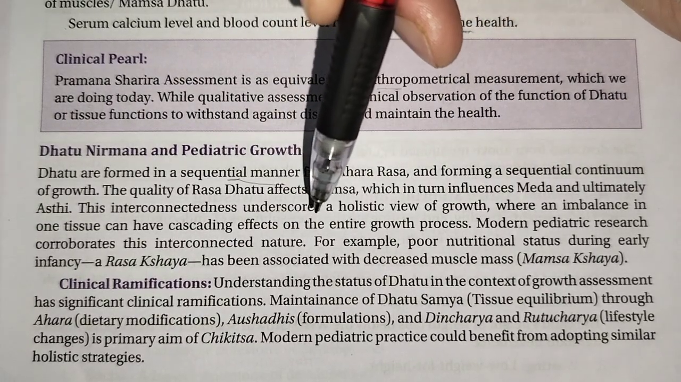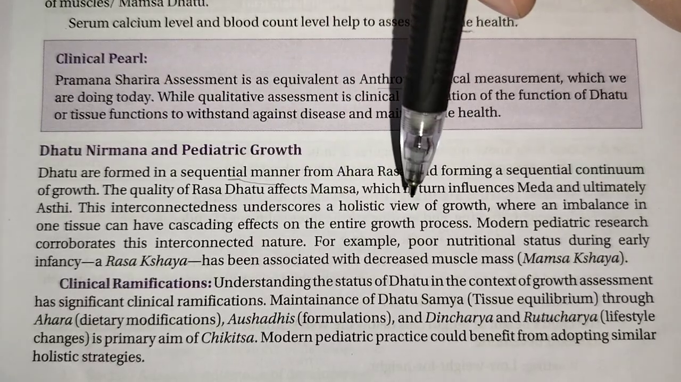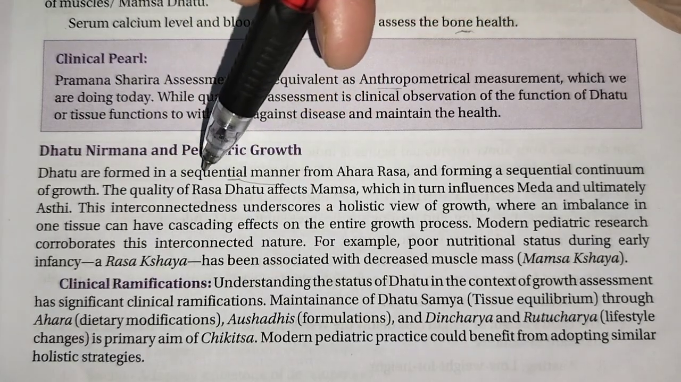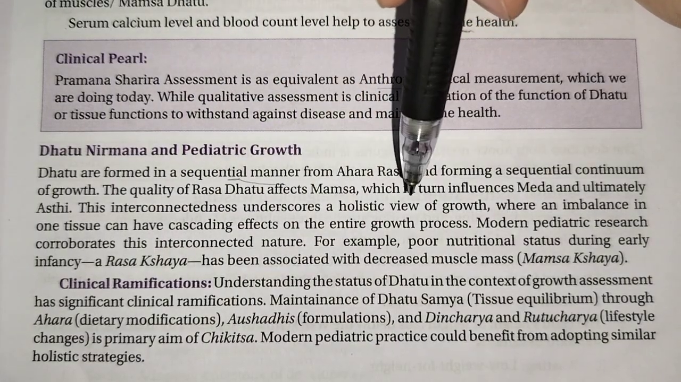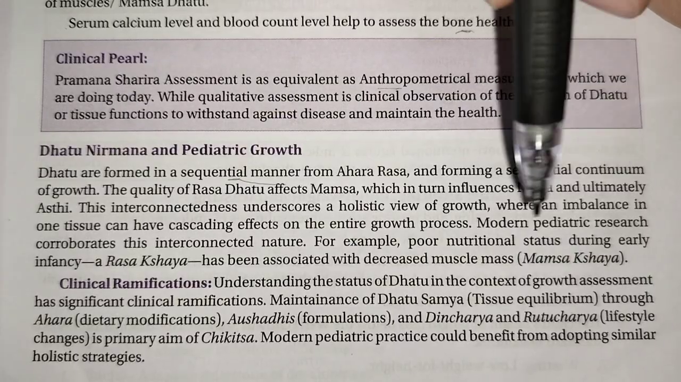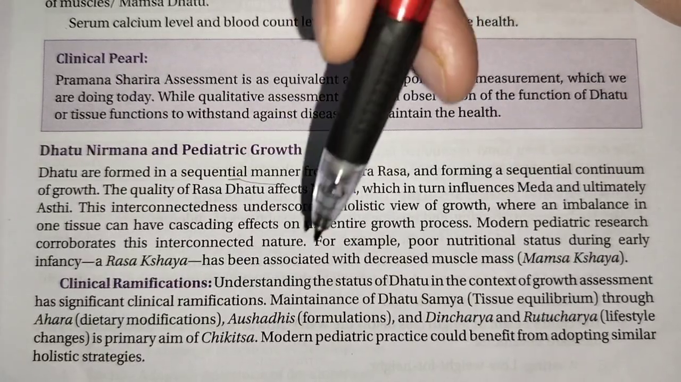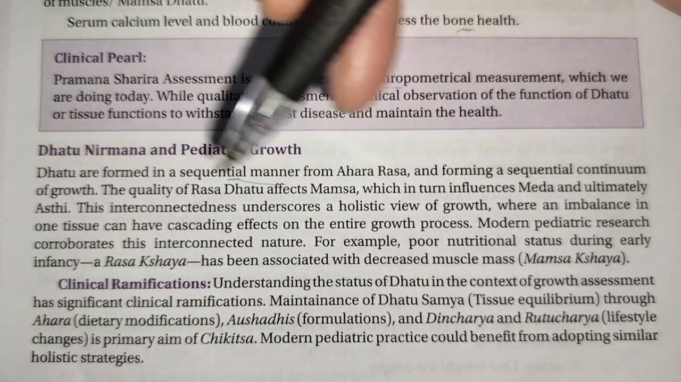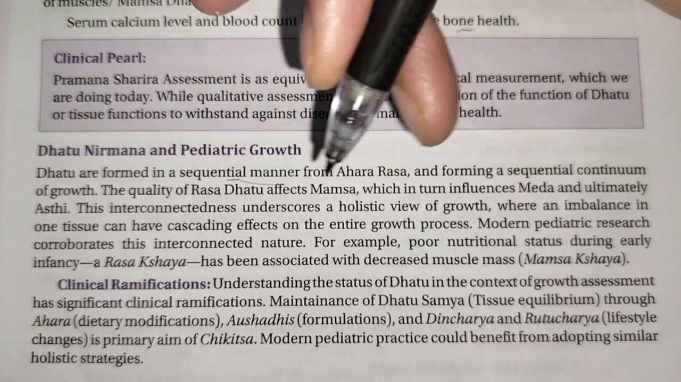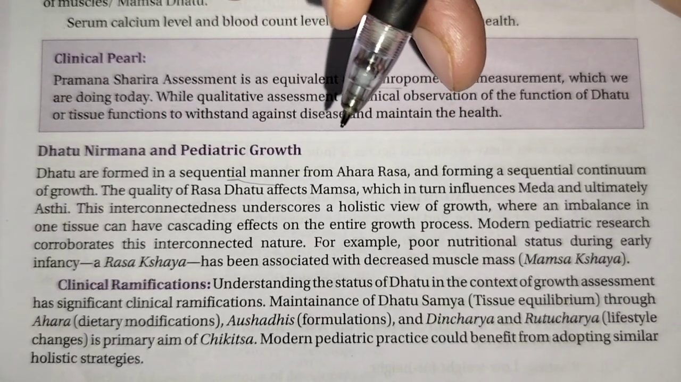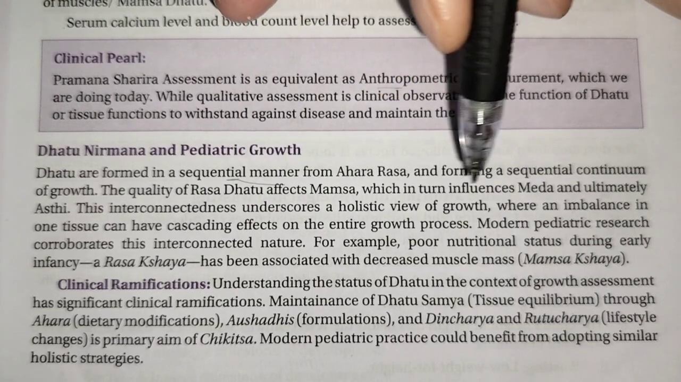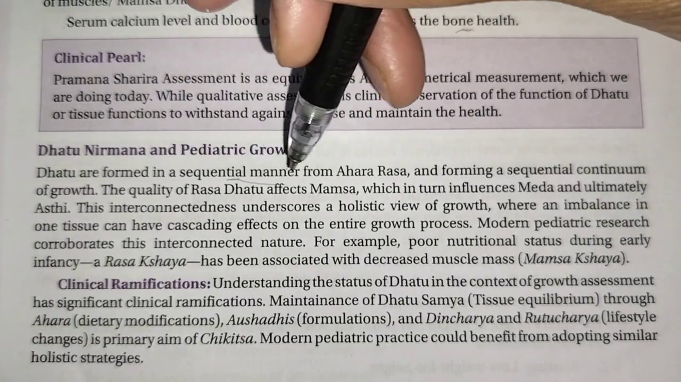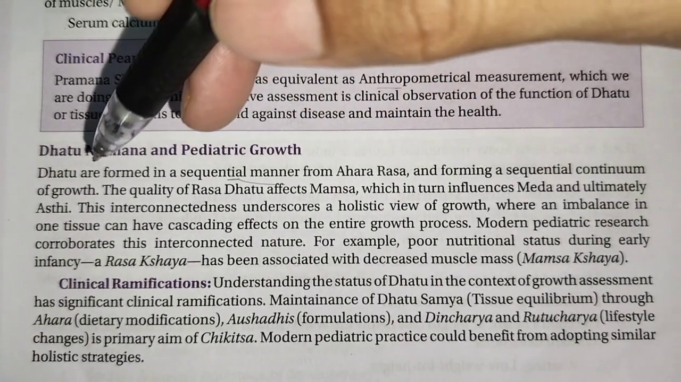But there have been many controversies. For example, if the sequence is rasa to rakta to mamsa to meda to asti, and asti to shukra, then how should dugdha or milk directly give nourishment to the shukra? These points are controversial. The acharyas have taken these as controversies. Here it tells us about the sequential manner from ahara rasa, which continues for the growth, right?